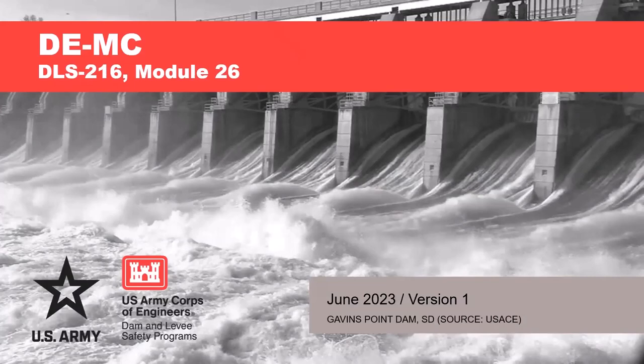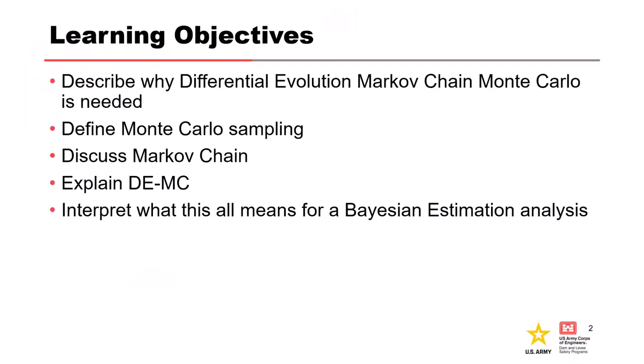So for short term name, the lecture is called DEMC. That's Differential Evolution, Markov Chain, Monte Carlo. So we'll break each one of those parts out as we go along. So basically in this lecture, I'm going to go through each of the parts. Like I said, we're going to define the Monte Carlo, Markov Chain, and DE. And then we're going to try to look at how that's actually being done in BestFit and Bayes theorem in some simpler examples.